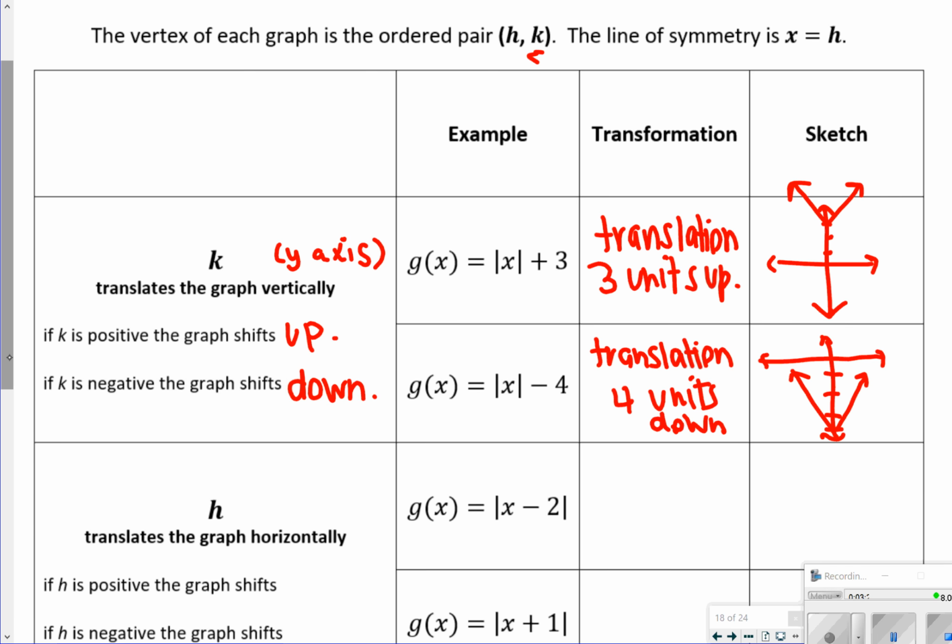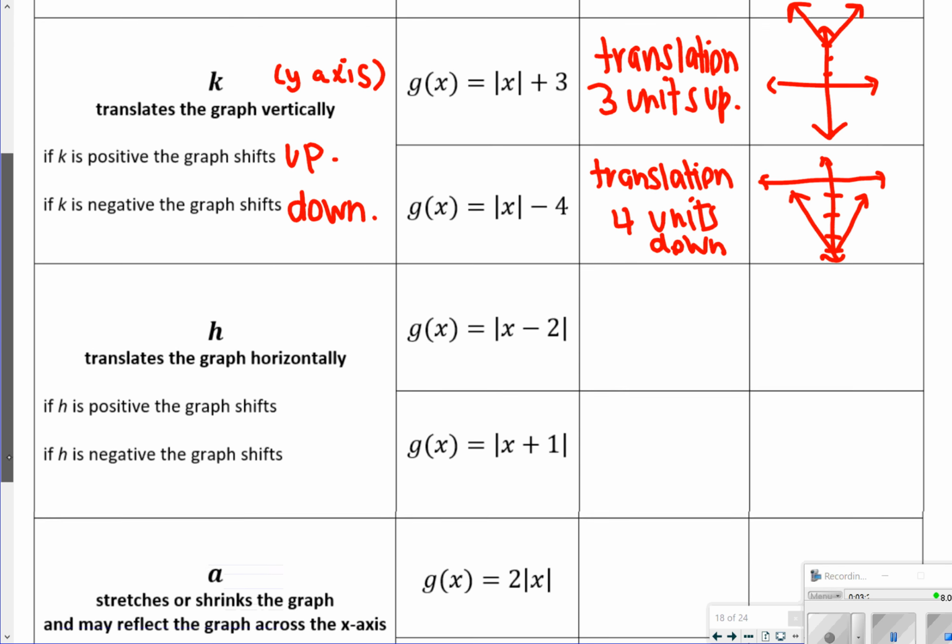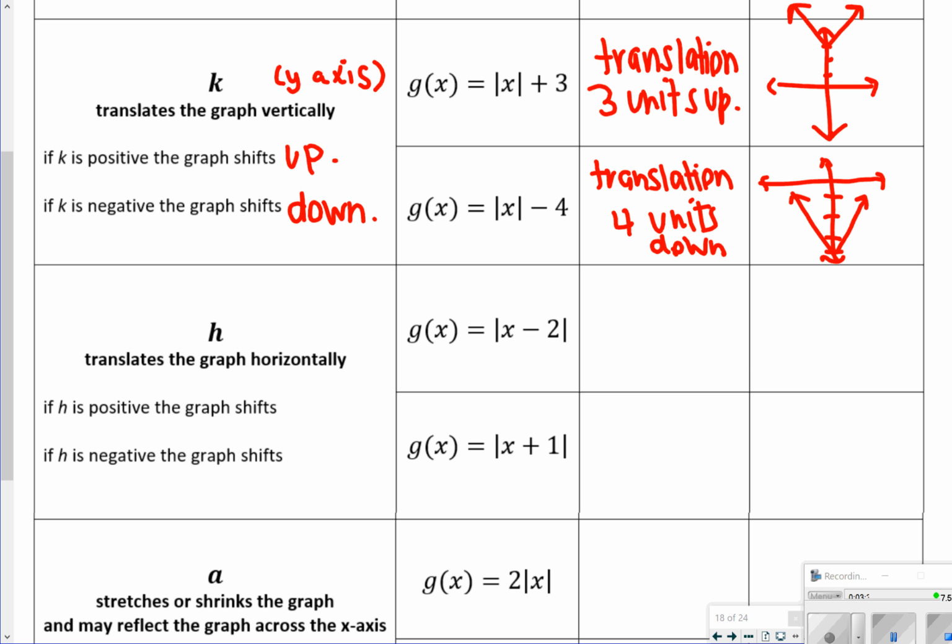Okay, so those are pretty simple. Let's go ahead and move on to the H section. H would translate the graph horizontally.